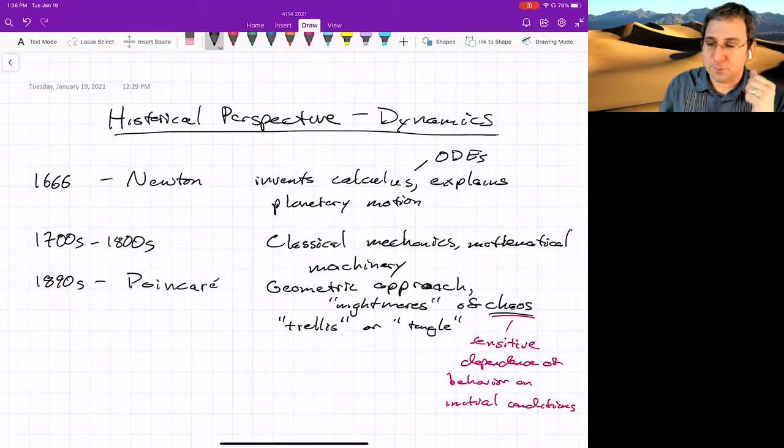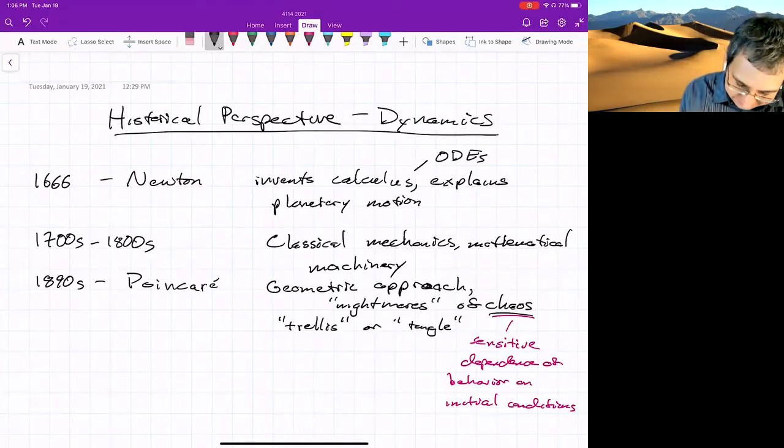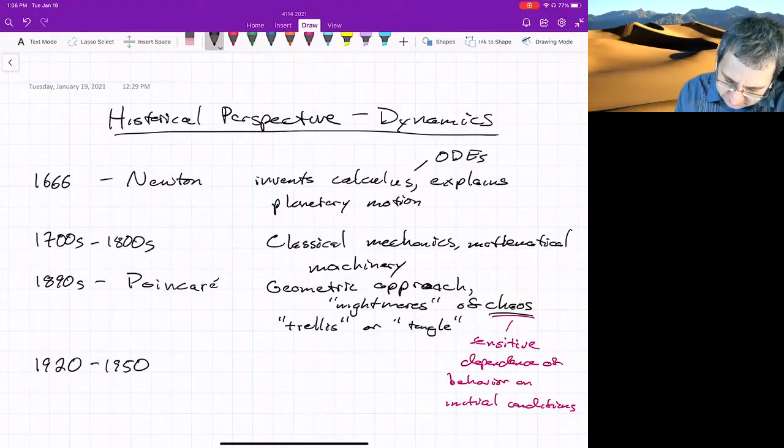All right, so unfortunately, because Poincaré did not draw much, a lot of his stuff was left in obscurity. So not much happened with him and his work. That's kind of a bummer. There was some work though around 1920 to 1950.